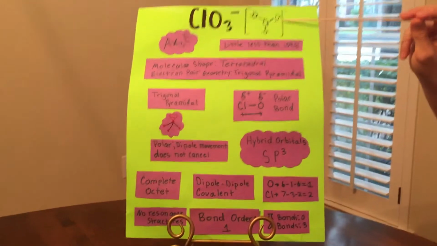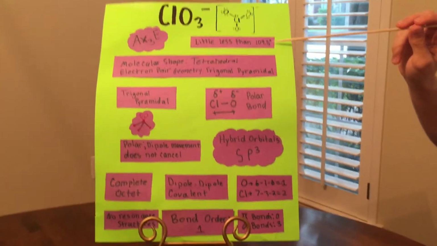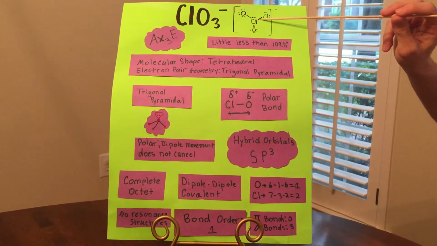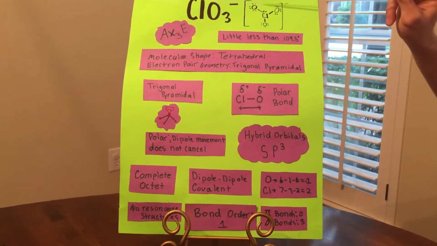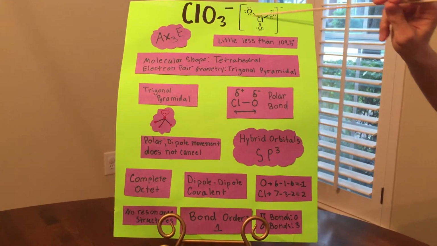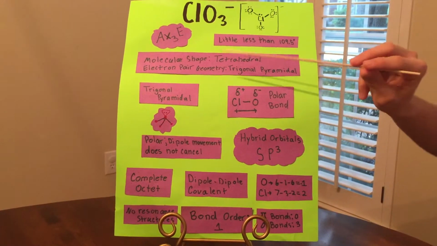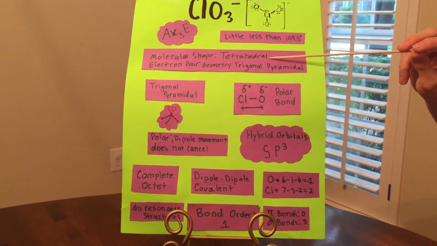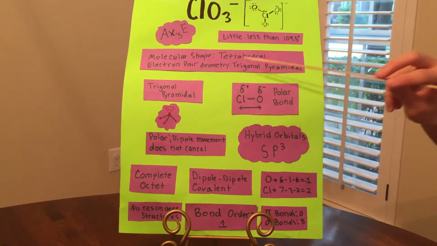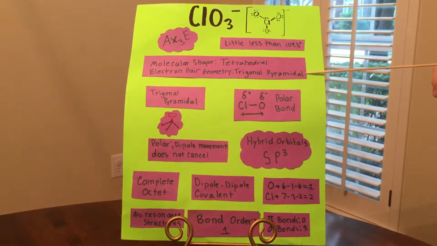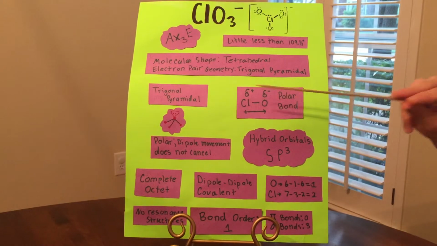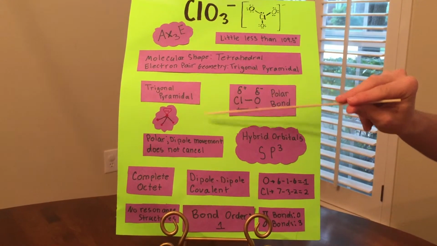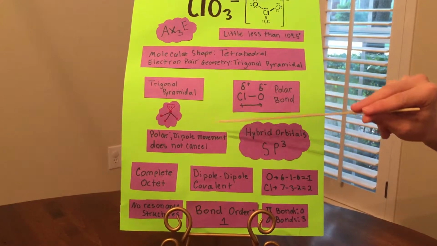The bond angle is a little less than 105 degrees because the two non-bonded electrons push down the bonds to make it less than 109 degrees. The electron pair geometry is tetrahedral, while the molecular shape is trigonal pyramidal. The shape of trigonal pyramidal is this.